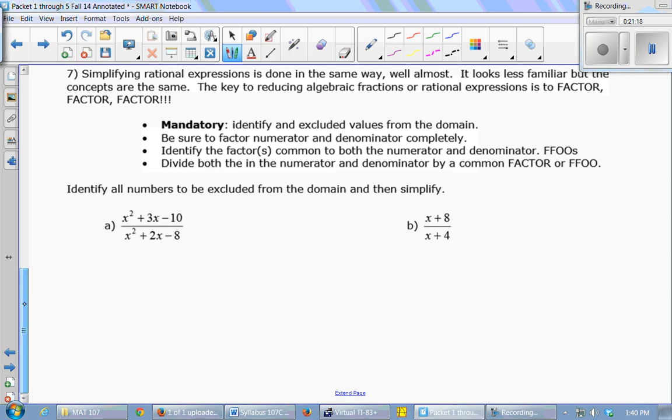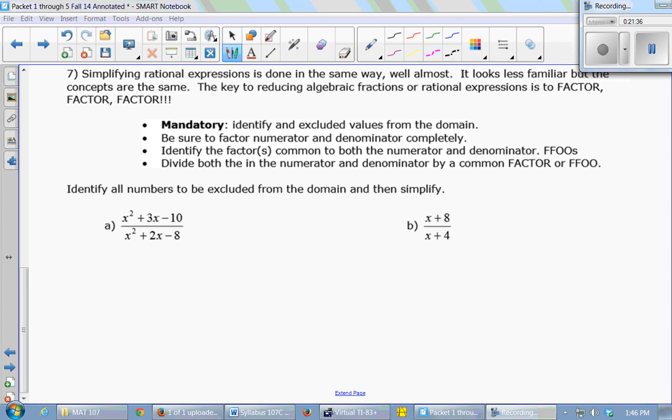Okay, that's the last step, cancel. Okay, so I'll do, actually, why don't you just go ahead and try A. Just go ahead and try it. Factor, factor, factor, cancel, cancel, cancel. See if you can simplify it. Okay, so let's look at these couple of things together.